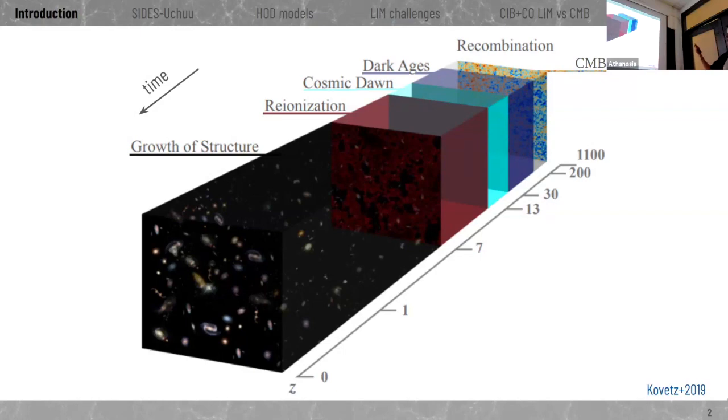So a slide that most people start their talks with. Here we see a simplification of the cosmic history as we know it, starting from the CMB after the recombination, moving to the epoch of ionization, where the first luminous sources started ionizing the predominantly neutral gas. And then from that point on, through the growth of structures, moving to the present day.